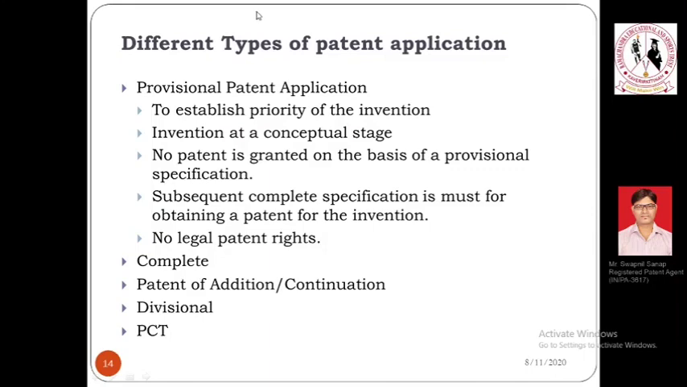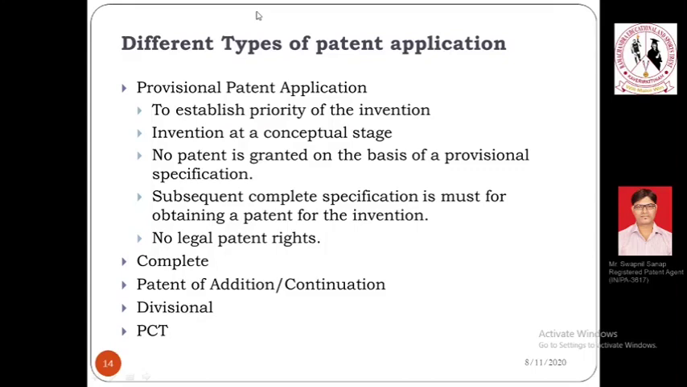Next type of patent application is referred to as patent of addition or continuation. As the name indicates, continuation means what? It's a continuation of the original or earlier filed patent. And similarly, patent of addition means you are doing some addition to the existing patent which is filed. Right? So when we say patent, obviously you're doing some modification or addition to the invention. So such types of patents are always associated patents.